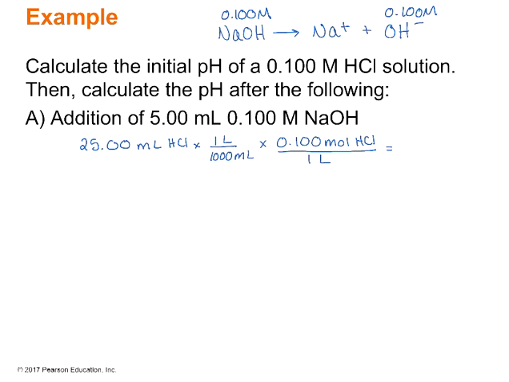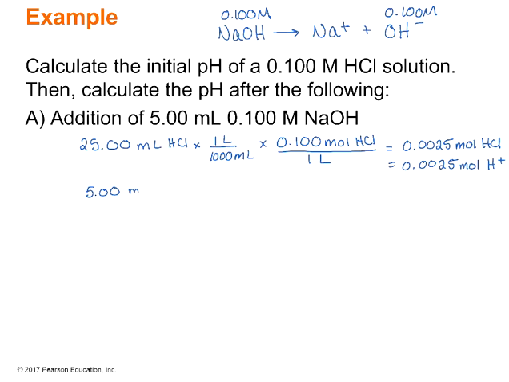Okay, so after performing this calculation, we should find that we have 0.0025 moles of hydrochloric acid. And remember, that's going to equal the amount of hydrogen ions we have in solution, because hydrochloric acid completely ionizes. Okay, now let's figure out how many moles of base we're adding.